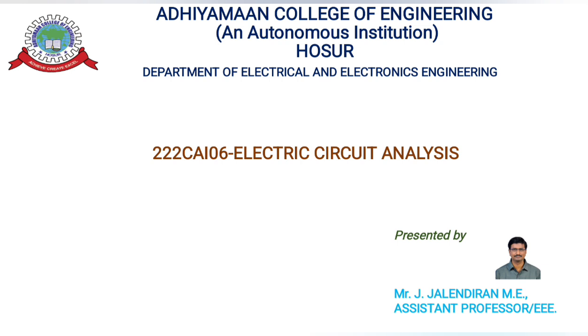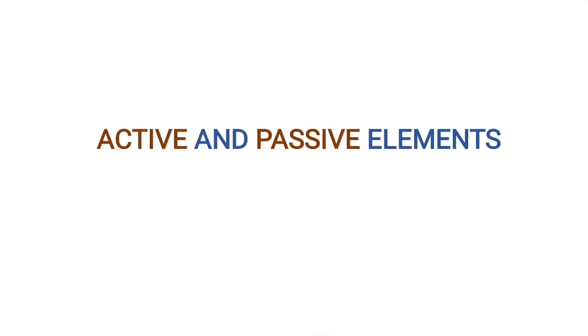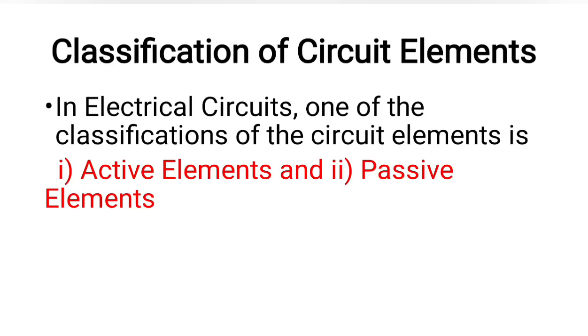Today we'll discuss a topic from Electric Circuit Analysis, a core paper for the electrical student in the first year. Here, active and passive elements is our topic to be discussed. And here, classification of circuit elements. If you see, one of the classifications of the circuit elements is active elements and passive elements. Actually, we have some other classifications as well, but in today's session we are going to discuss these two types.